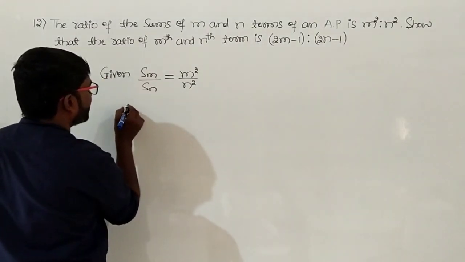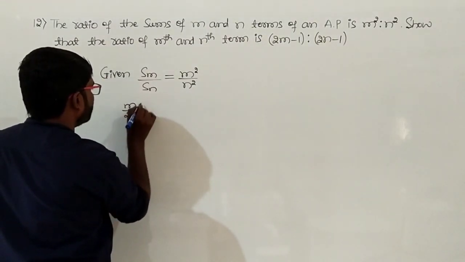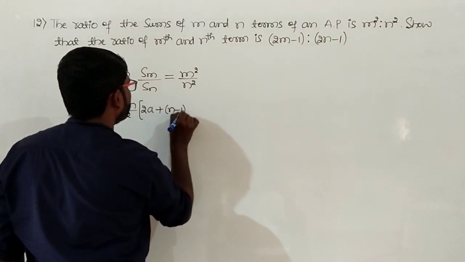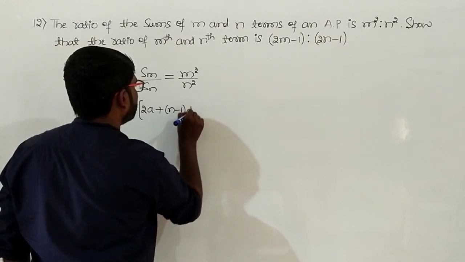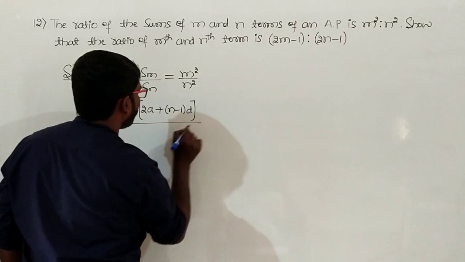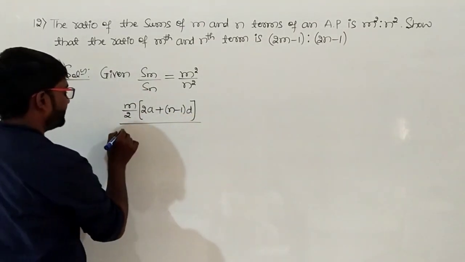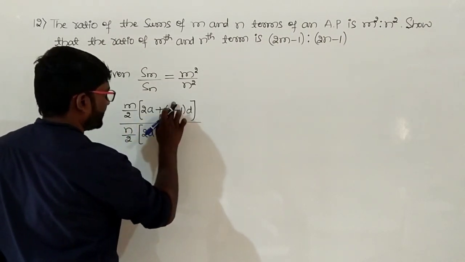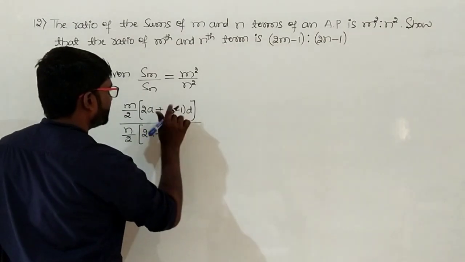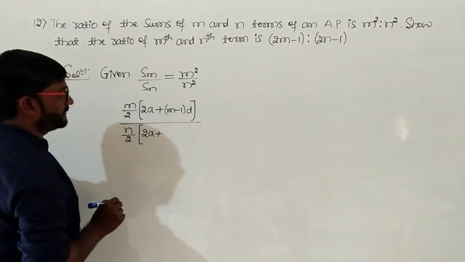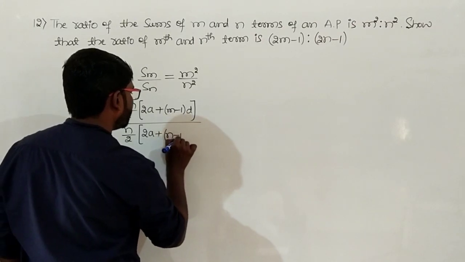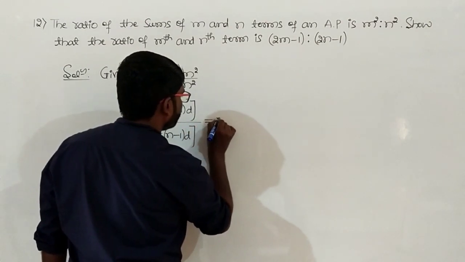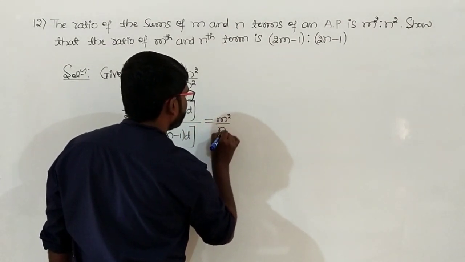So now let us apply the formula of Sm. It is m by 2 then 2a plus m minus 1 into d, then whole divided by, so here it is Sn, that means we have to write n by 2 and then 2a plus, sorry, here we will have to write n, then now we will have to write n minus 1 into d. Is that clear? So now which is equals to m square by n square.